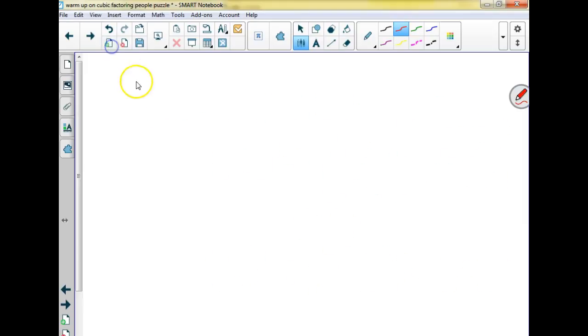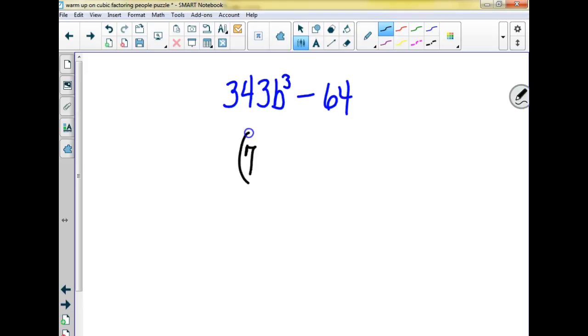Now, I want to do a couple, let's see, really messy ones. 343 b cubed minus 64. Okay. So what is the cubed root of 343? 7. What is the cubed root of b cubed? Okay. Cubed root of 64 is 4. And then I keep the sign, so this is a minus.